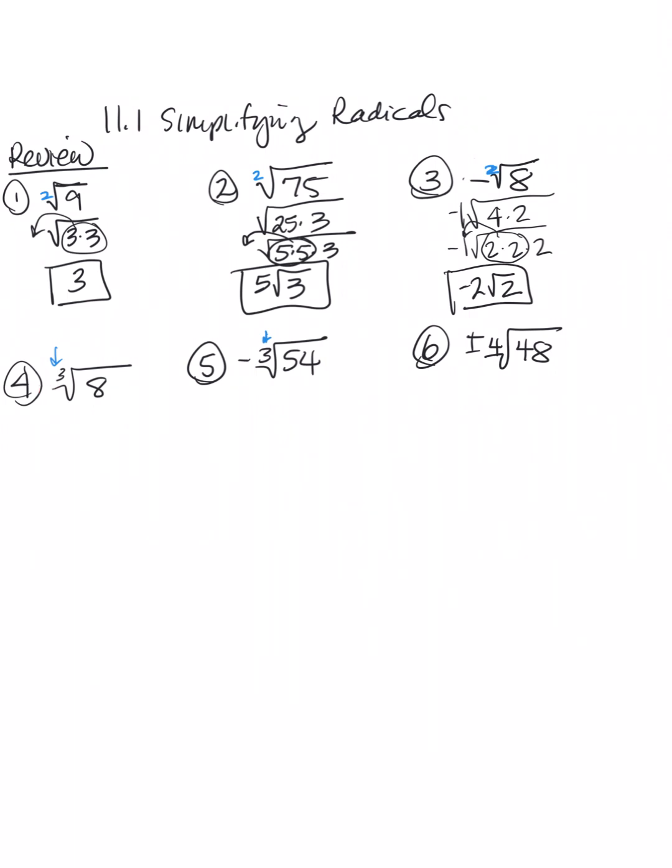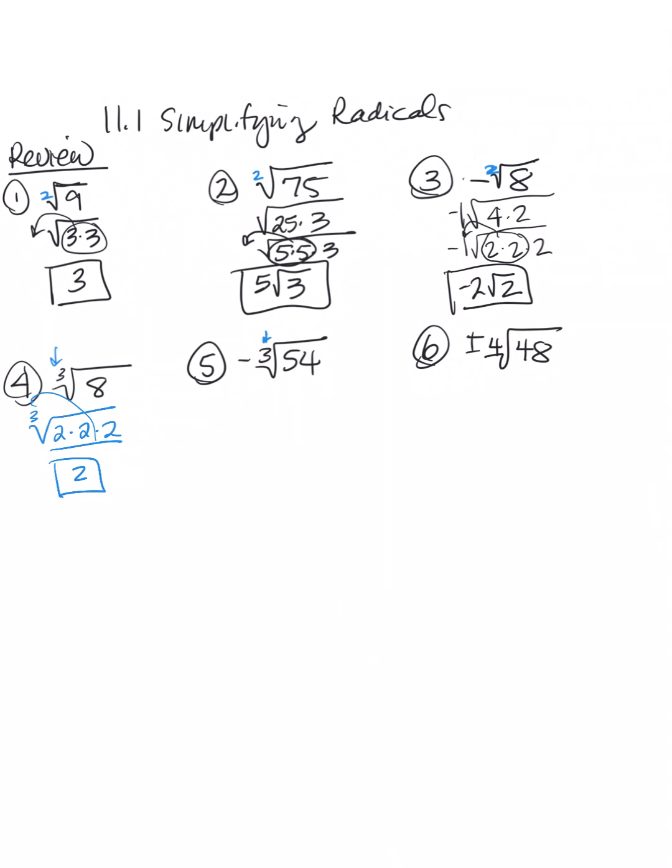So let's try this one. So again, if I take the cube root, leave that 3 there, if I factor that 8 down, I get 2 times 2 times 2. That's a good one to memorize, by the way. 2 cubed is 8. Since there's 3 of them, I can take it out as a single 2, and that's it.